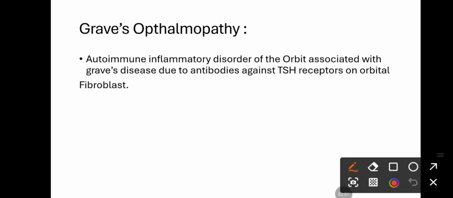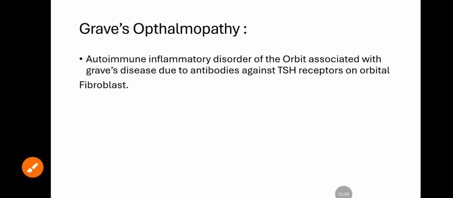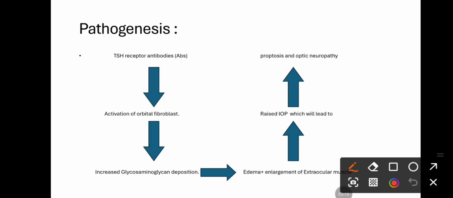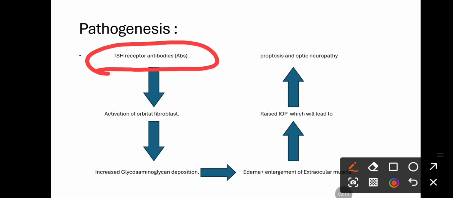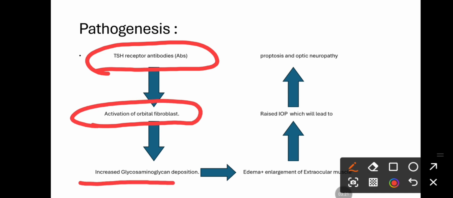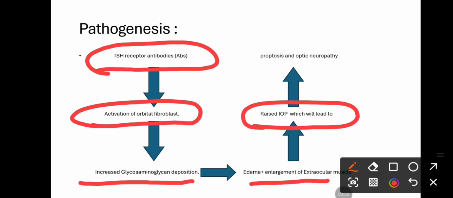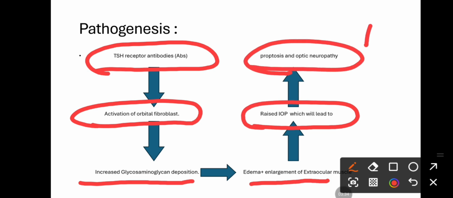So Graves' ophthalmopathy is an autoinflammatory disorder of the orbit associated with Graves' disease due to antibodies against TSH receptors on the orbital fibroblast. So pathogenesis, as we discussed earlier, the antibodies bind to TSH receptors causing activation of the orbital fibroblast, which will lead to raised glycosaminoglycan deposition causing edema and enlargement of the extraocular muscles, which will lead to raised IOP, meaning intraocular pressure, causing proptosis and optic neuropathy.